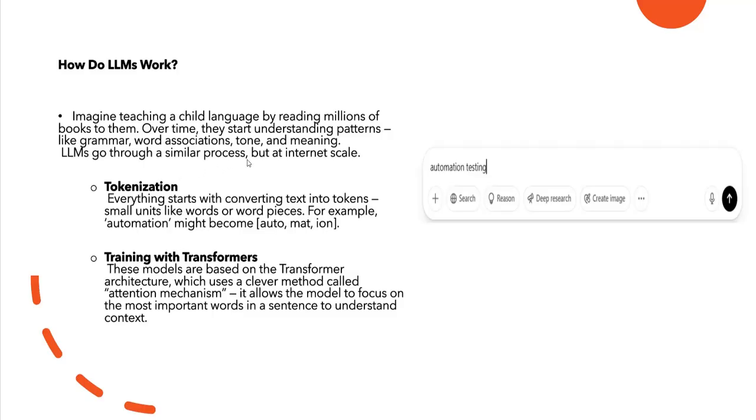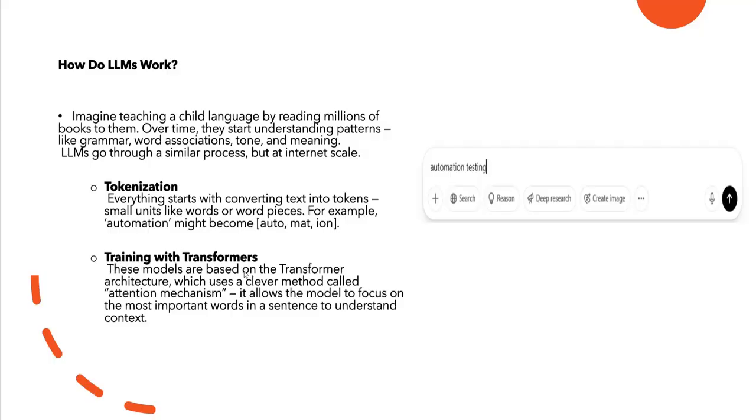Let's see what will happen when you provide some question or some prompt to it. First thing that happens is tokenization. Suppose you have given this "automation testing". What it does is it treats words as tokens. It will split into auto, mat, ion, automation. So it will split into tokens. Okay. And then it will send the request.